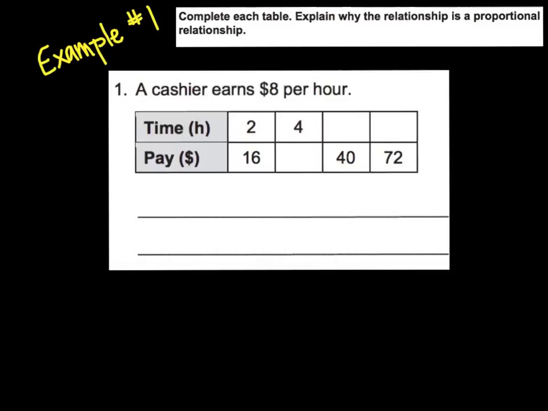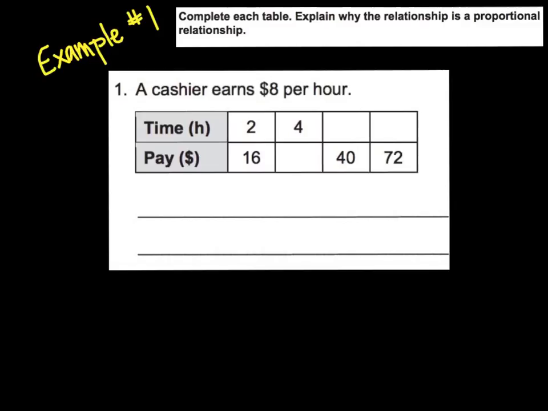We're going to look at a real example. The data has been put into a table, but the table is not complete. So in order for us to finish and do what the direction says, we have to fill in these 3 empty spots. Again, the directions say complete each table and then explain why the relationship is proportional. So they're already telling us in the directions that it is going to change at the same rate.